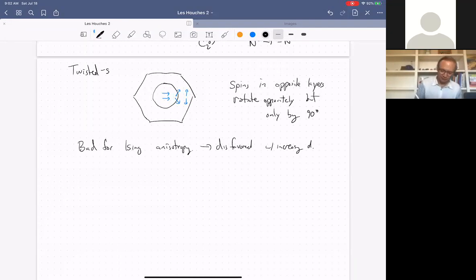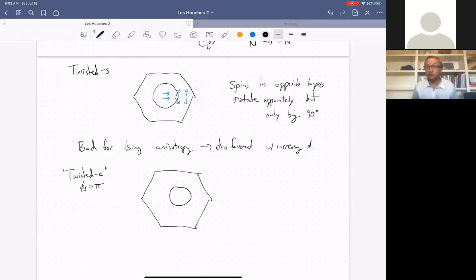And in fact, what happens is with increasing D, there's another possible solution, which we call twisted A, which breaks this symmetry involving layer interchange. Basically, in this case, there's a non-trivial solution for both phi A and phi S, and phi S is not equal to pi.